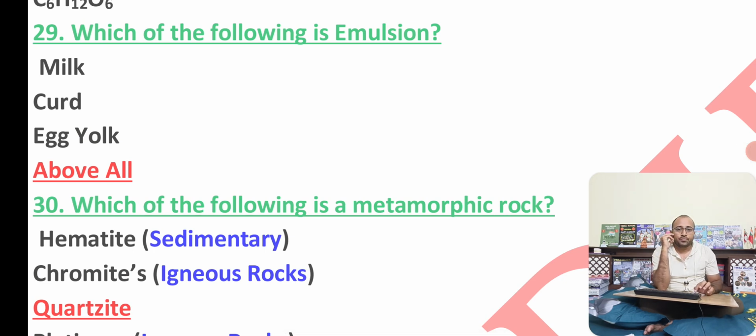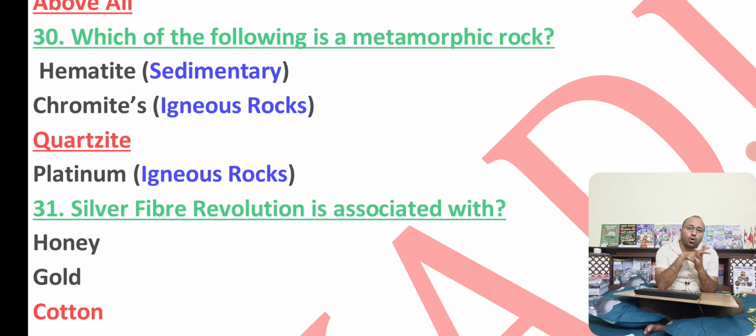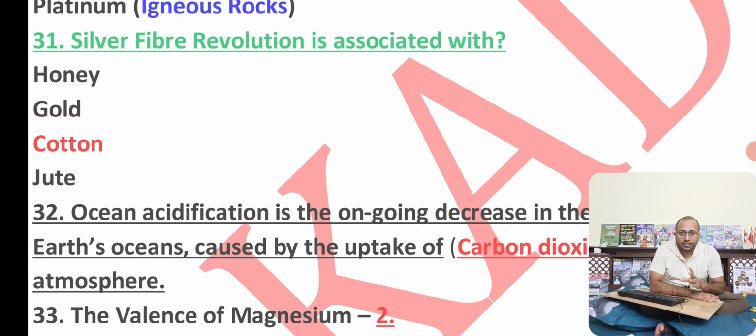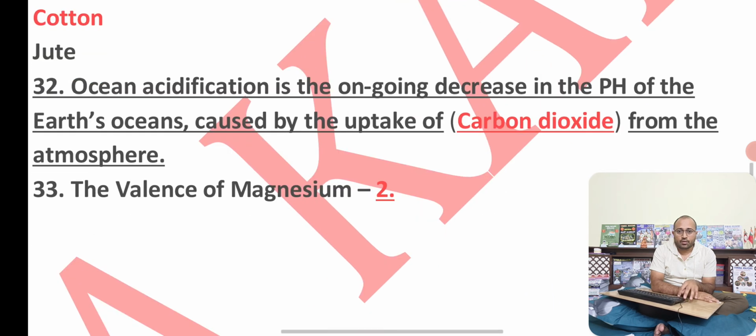You should know about them. Quartzite is the one which is a metamorphic rock. Hematite is a sedimentary rock. Platinum and chromite are igneous rocks. You should know about the different types of rocks: igneous, sedimentary, metamorphic, and the respective elements from where we get the ore. Very important, guys. Silver fiber revolution is associated with cotton. We have the rainbow revolution and various revolutions. In that, silver fiber is related to cotton. When it comes to honey, it's golden. You should know about all these revolutions.